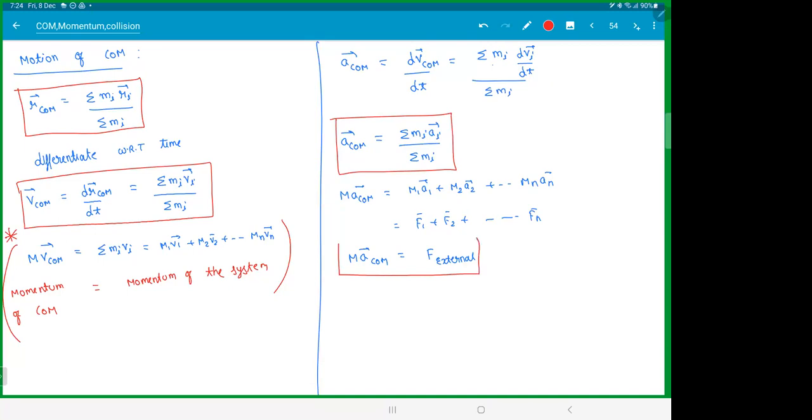Whenever you're saying F net is equal to ma, that acceleration is not for a single particle. It is actually the acceleration of the center of mass. A body can have different accelerations, but I'm interested only in the center of mass. We never actually bothered about this. So F external is this thing. Now if F external is 0, this implies acceleration of center of mass is 0. This implies velocity of center of mass is constant. Therefore, momentum is constant.